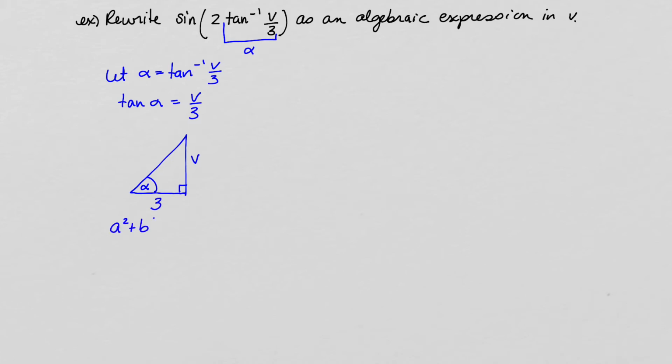So a squared plus b squared equals c squared. So 3 squared plus v squared equals c squared. So 9 plus v squared equals c squared. So c is going to be plus or minus the square root of 9 plus v squared. And again, in these problems, we're just dealing with the positive part. And also it's a hypotenuse, so it would definitely be the positive. So we're not going to include the negative.